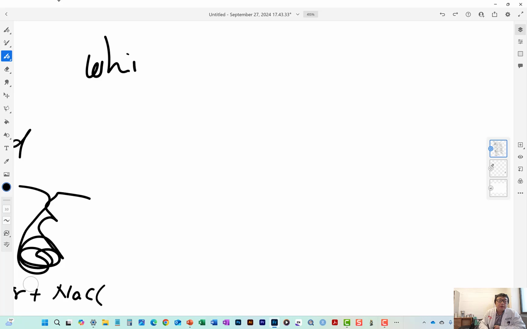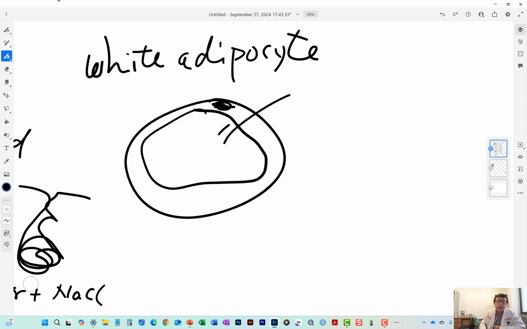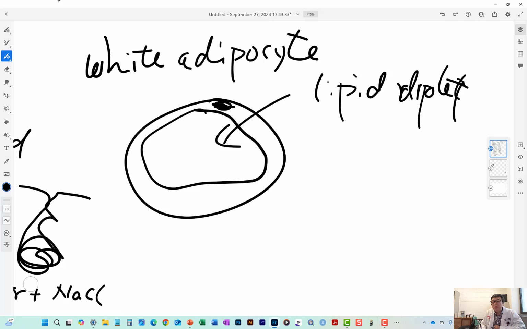A white adipocyte is a cell where the majority is occupied by a big lipid droplet. The lipid droplet contains a lot of lipids, and the major function of these cells is to store lipids. That is the adipocyte in adult humans, but when we are young, we have another cell called brown adipocytes.